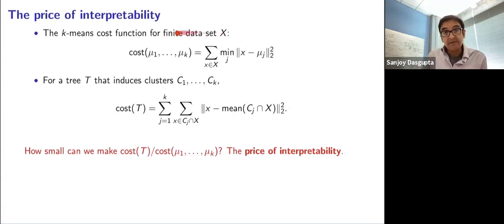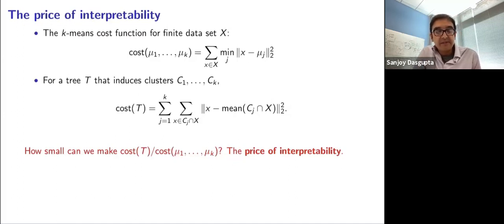Now, these clusters are too complicated for us. So instead, we just want a decision tree, and the decision tree will have k leaves. Each leaf defines a cluster. Otherwise, we can use the same cost function. So each leaf is a cluster, and for each data point, just look at the leaf it falls in and look at the squared distance to the mean of the leaf. That is the corresponding cost of the clusters defined by the tree.